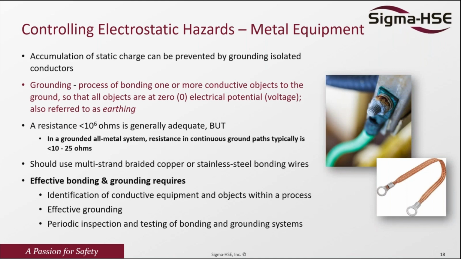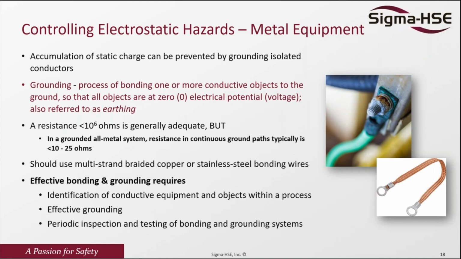The first one is controlling electrostatic hazard for metal equipment. Accumulation of static discharge can be prevented by grounding a conductor. We already understand grounding: connecting the equipment to the ground. Grounding is the process of bonding one or more conductive equipment to the ground so that all objects are at zero electrical potential. That is also referred to as earthing.